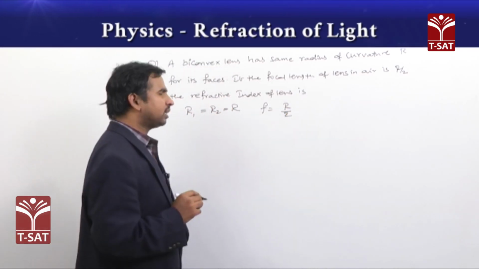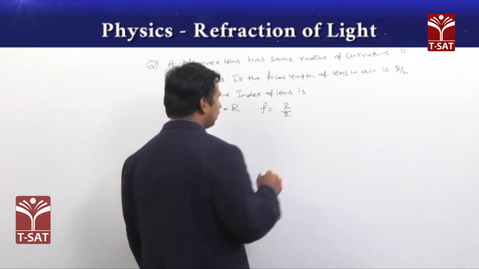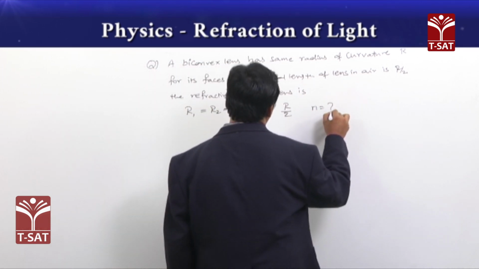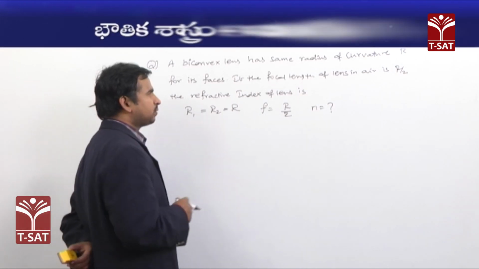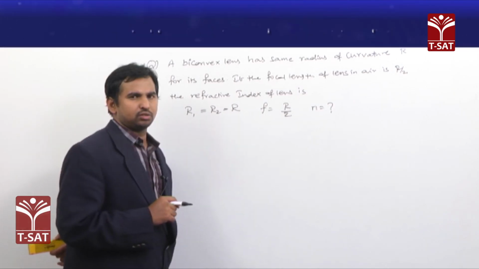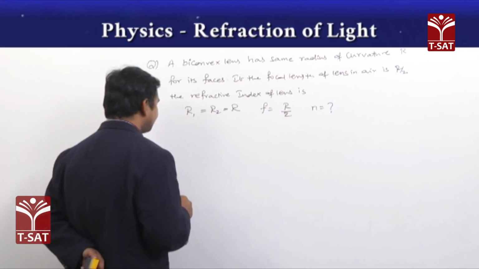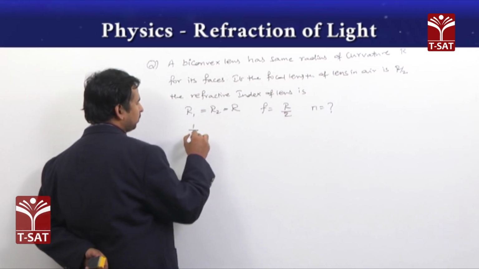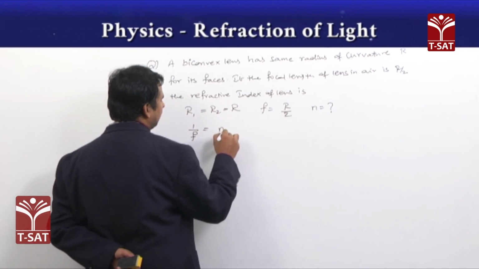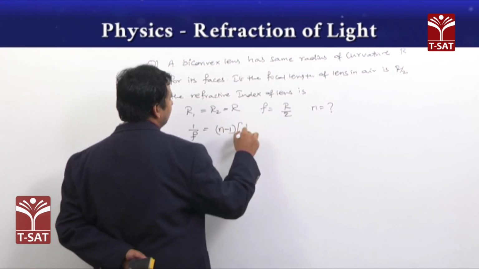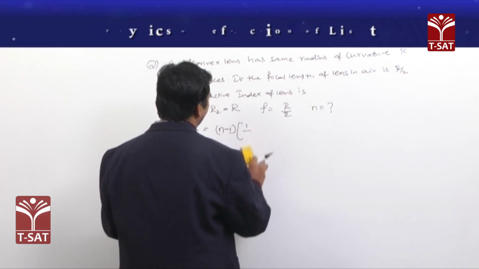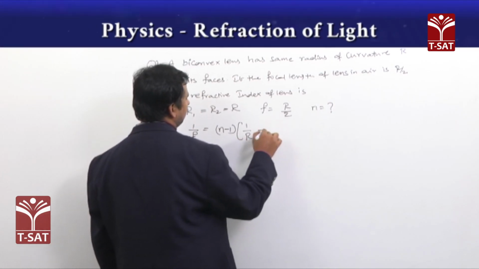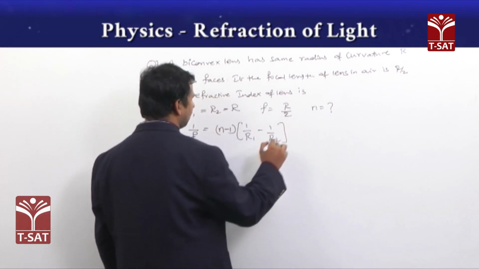Then we have to find the refractive index of the lens, n is equal to how much? We know that as it is based on the lens maker formula, for the convex lens the formula is 1 by f is equal to (n minus 1) times (1 by R1 minus 1 by R2).